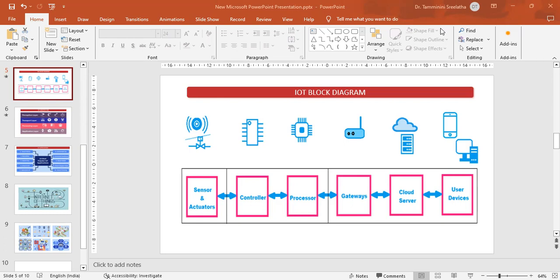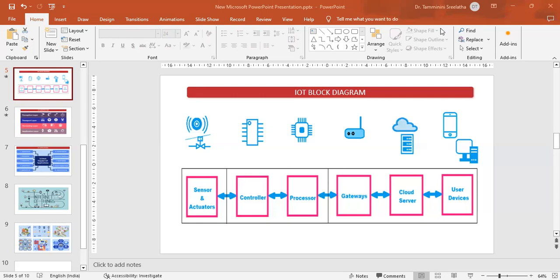The next one is the processor. It will play a very important role where it will collect all the data from our sensors, and then mainly it will process the data in such a way that which we need actually. It will remove all the unwanted data and it will use only the required data.